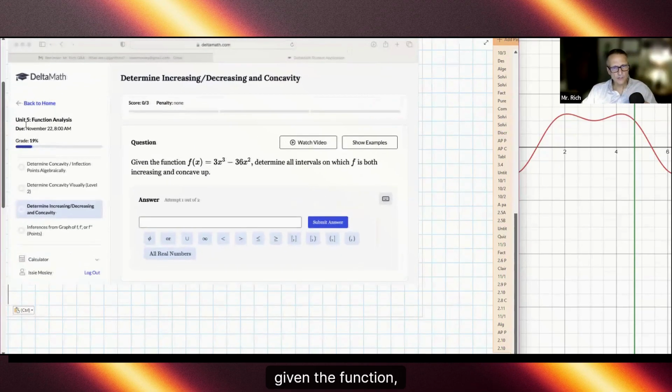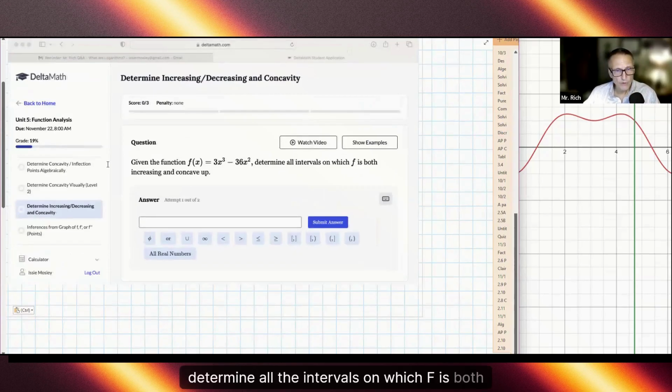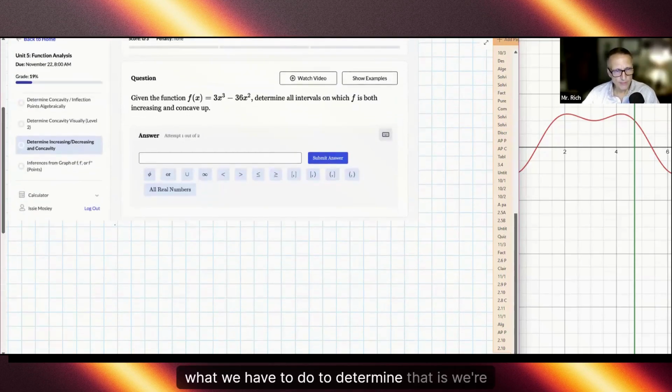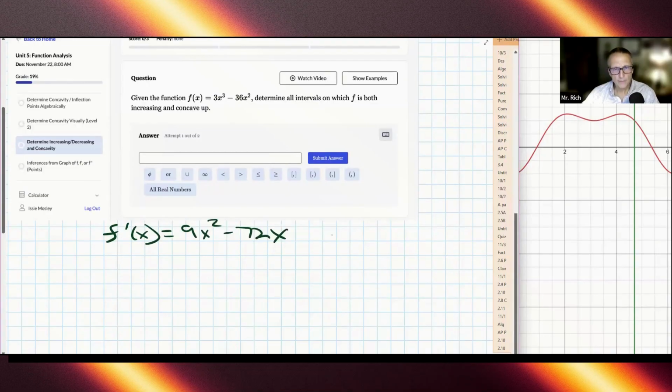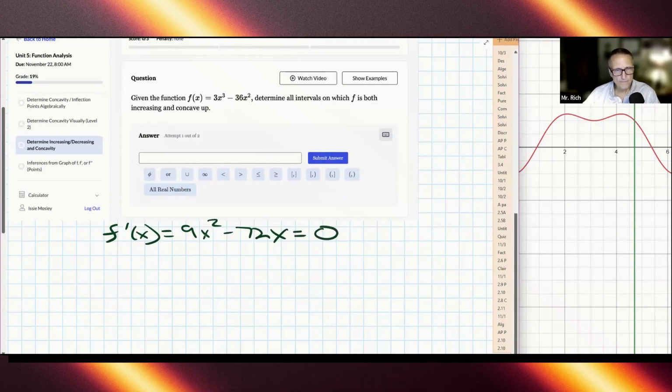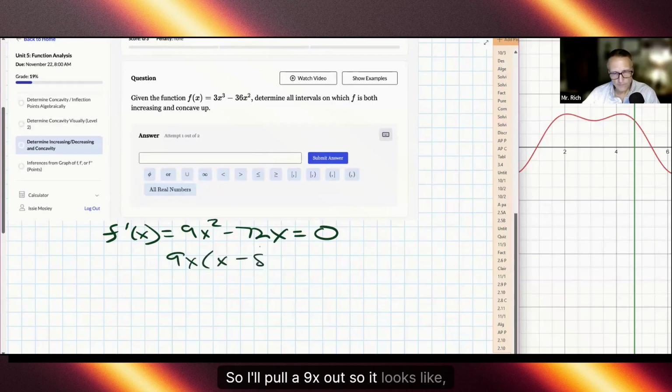It says, given the function f of x, determine all the intervals on which f is both increasing and concave up. To determine that, we're going to have to use the first and the second derivative. We take the first derivative and find our critical values. I set it equal to 0 because I need to know where it's 0 so I can determine where it's positive and negative. I'll pull a 9x out. So it looks like x equals 0 and x equals 8.